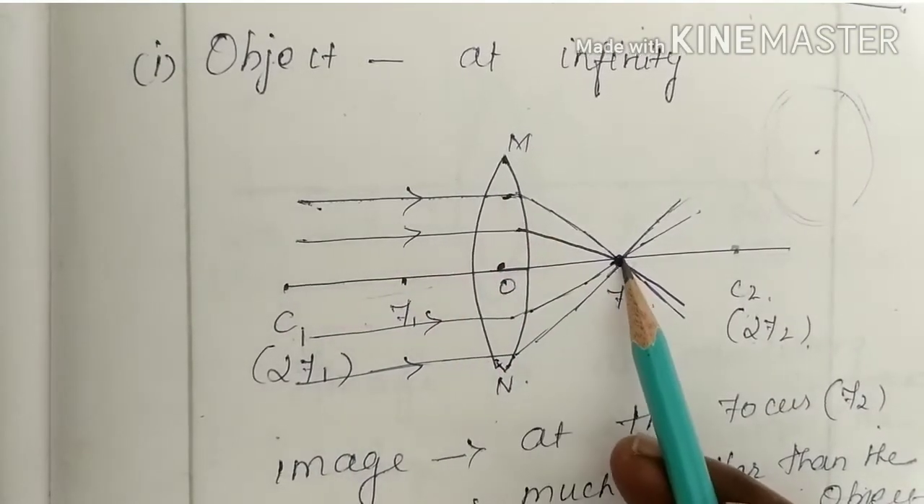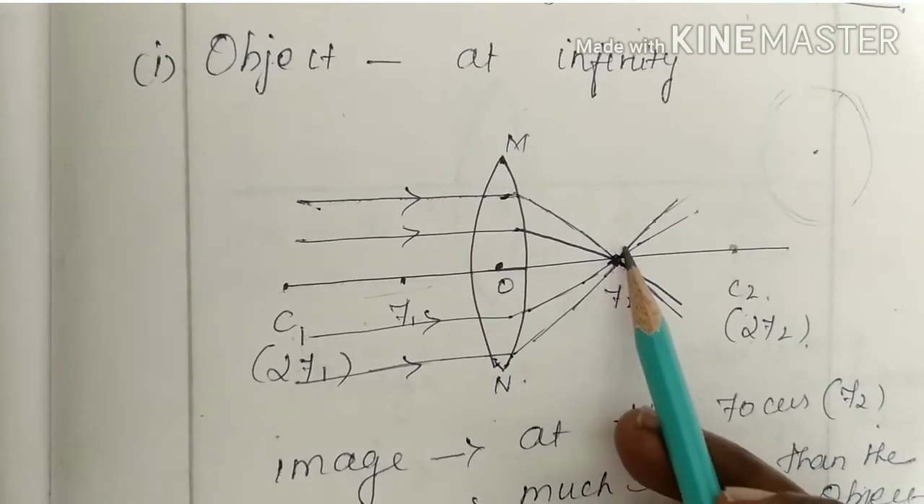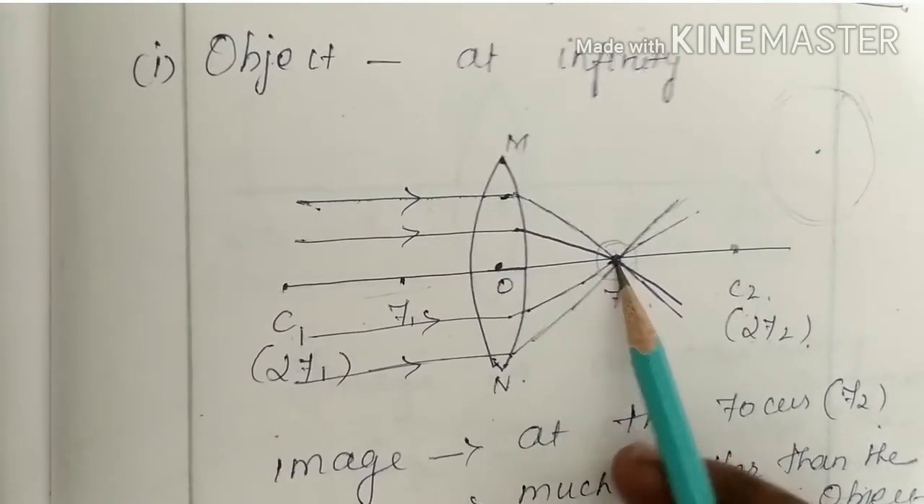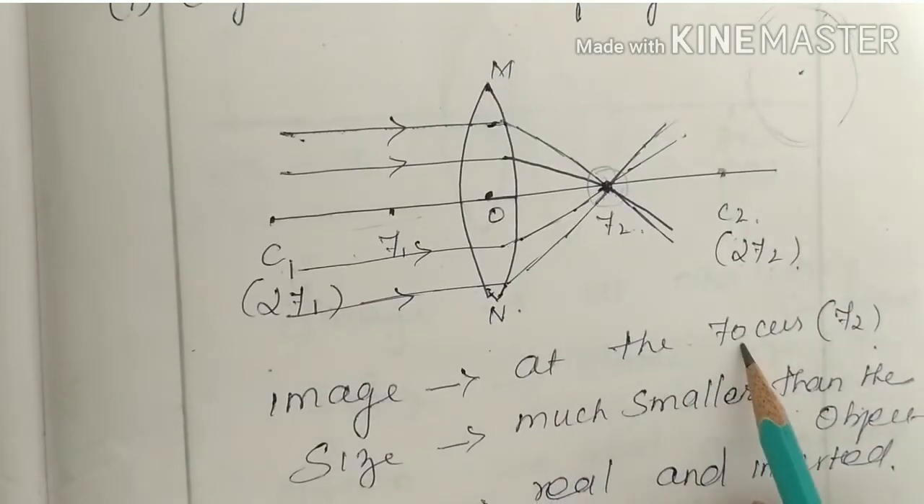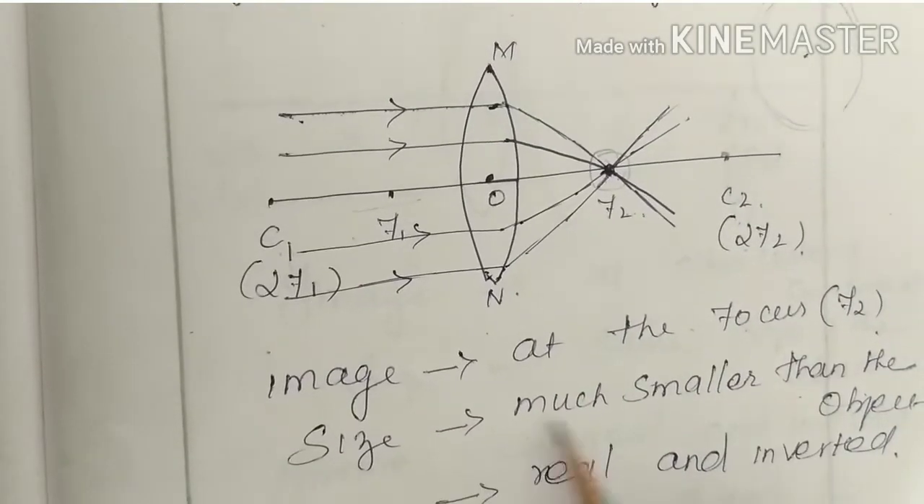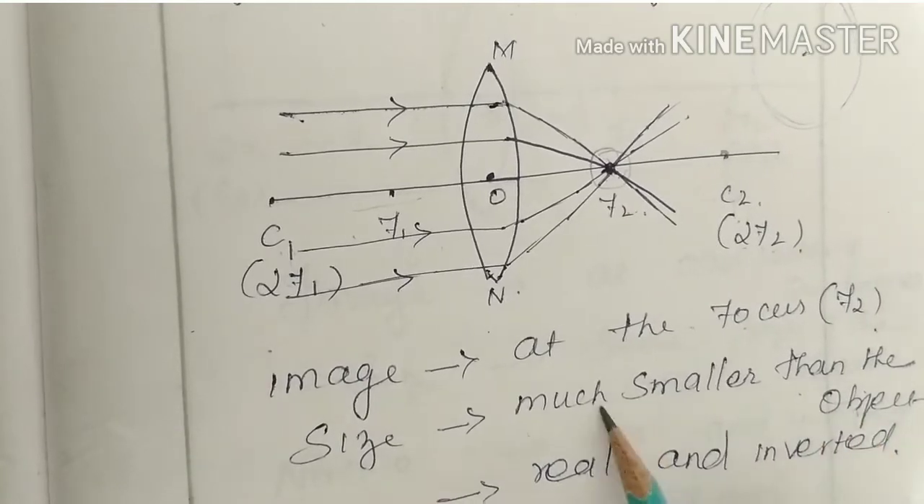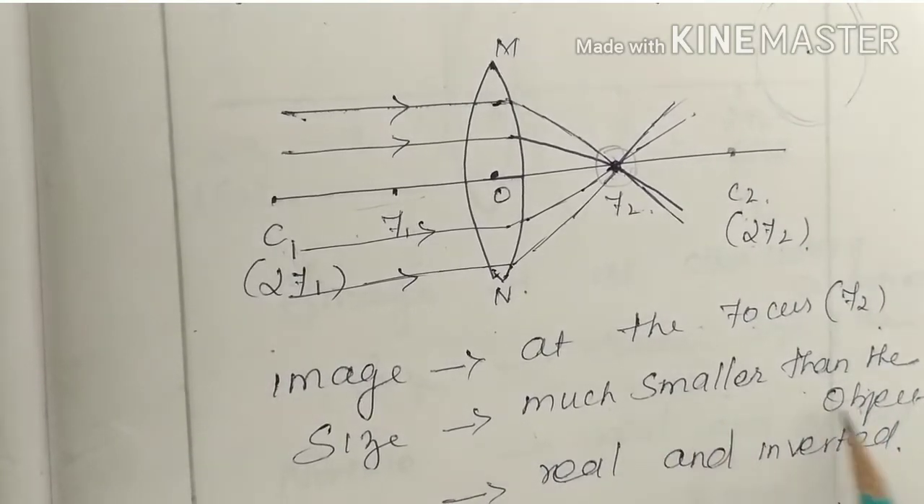So the light rays are coming from the object. After that they will meet at one particular point. So here only the image is formed. This point only the image is forming. So the image is formed at the focus. What about the size of the image? It is much smaller than the object.